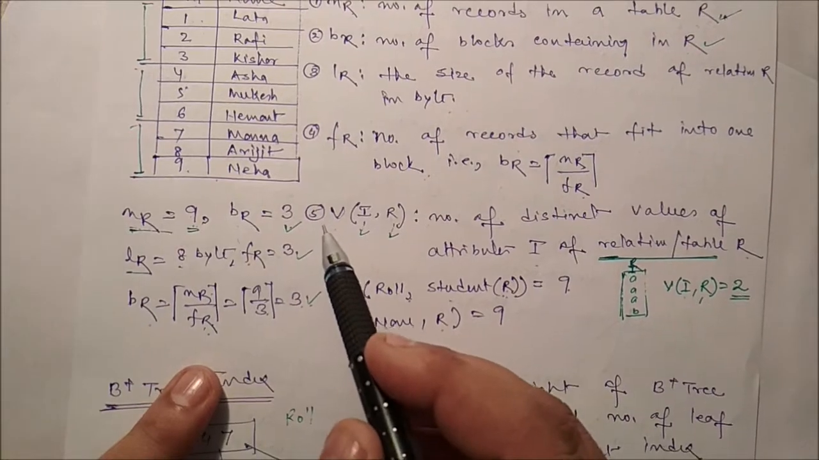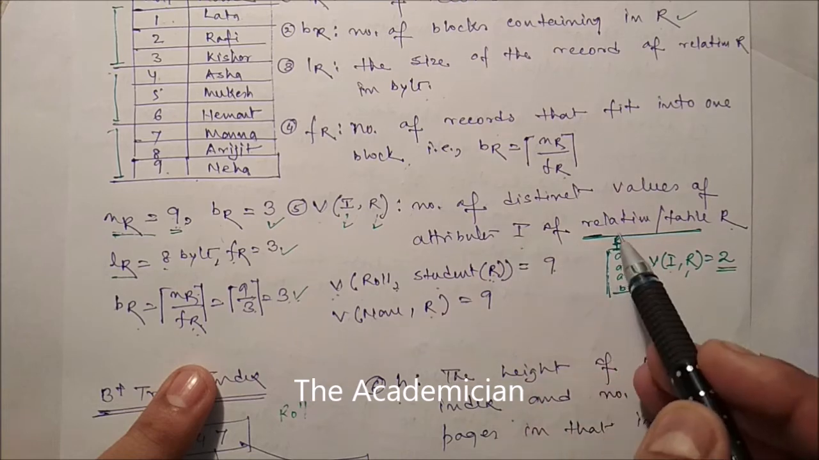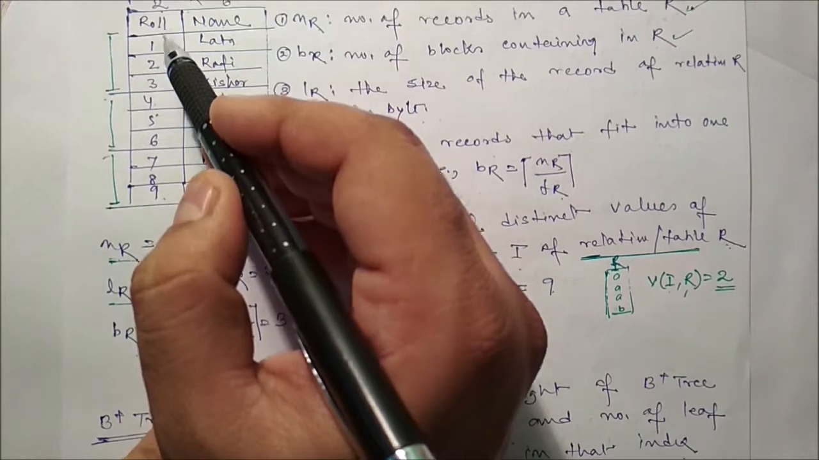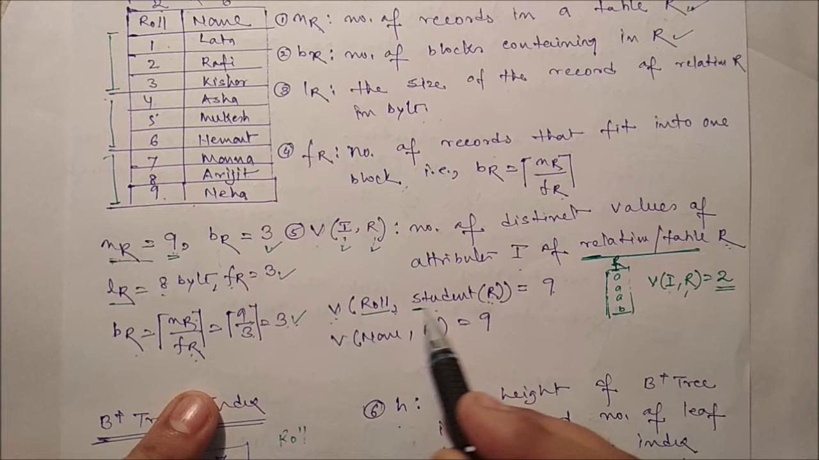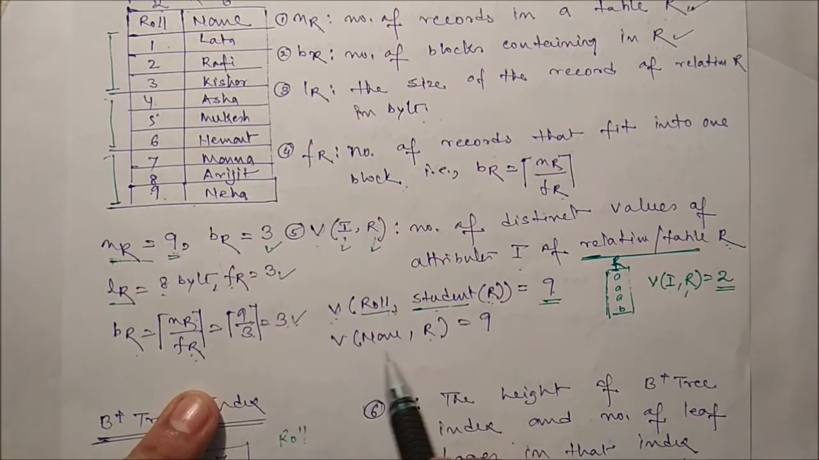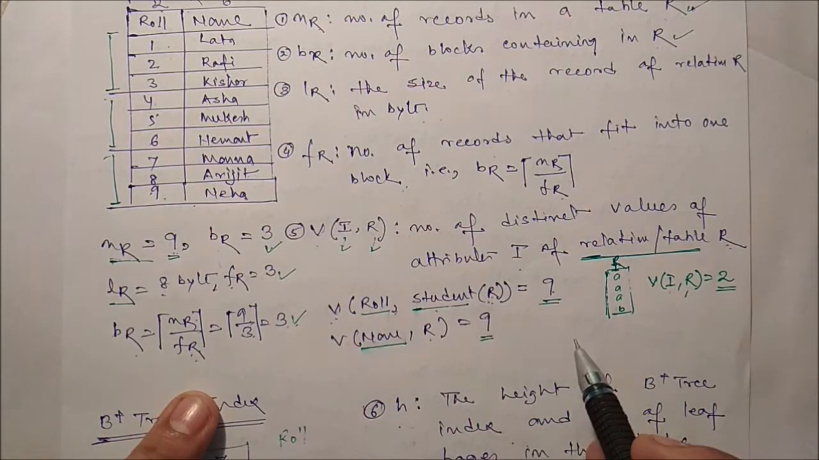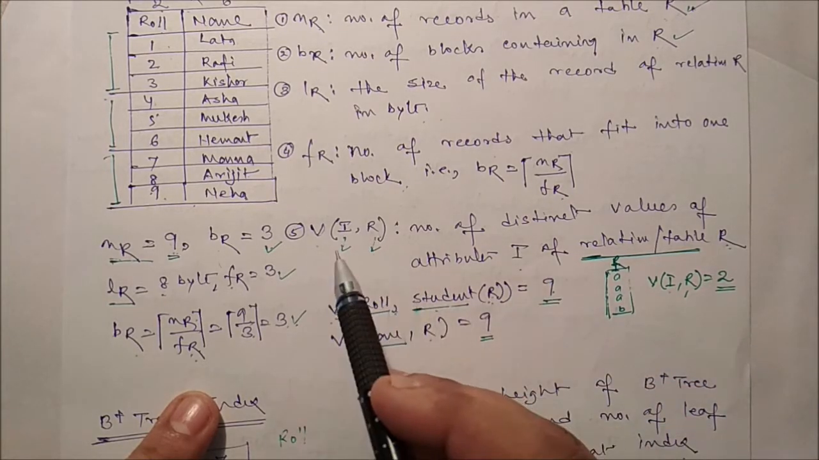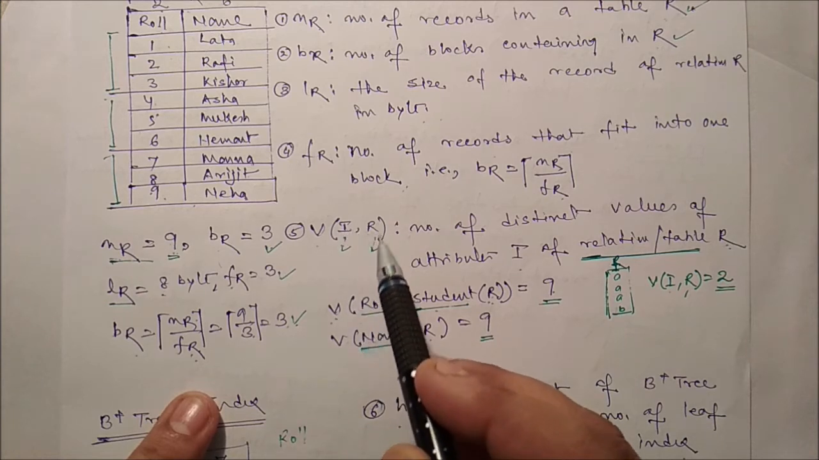Now the fifth statistic is the number of distinct values of attribute A of relation R. Suppose one attribute is roll number. So how many distinct values are there? From the student table, the total distinct values are 9, 1 to 9. Similarly, if name is there, how many distinct names are there? Definitely here 9 distinct names are there. So using V(A, R), we calculate the number of distinct values. Here A is the attribute and R is the name of the table.